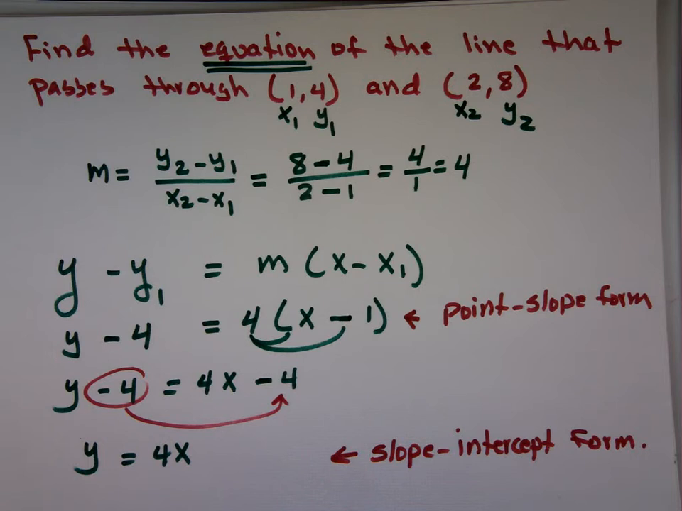Now notice, what's the slope, what's the intercept here, by the way? What's the y-intercept? 0, sure. Because that's what 4x plus 0 is. We just don't have the 0 there.